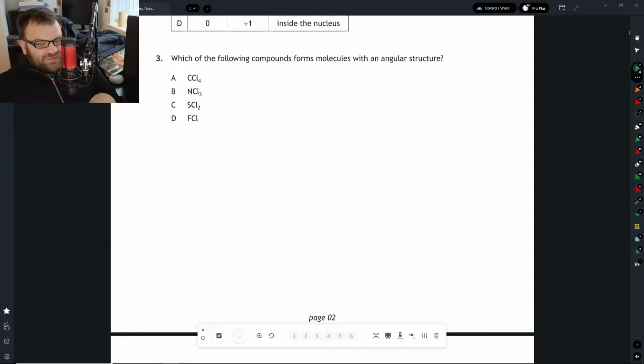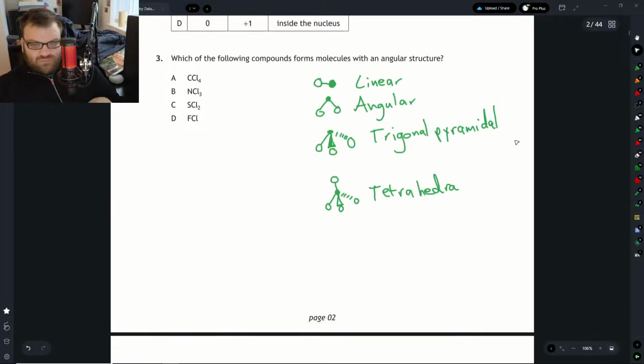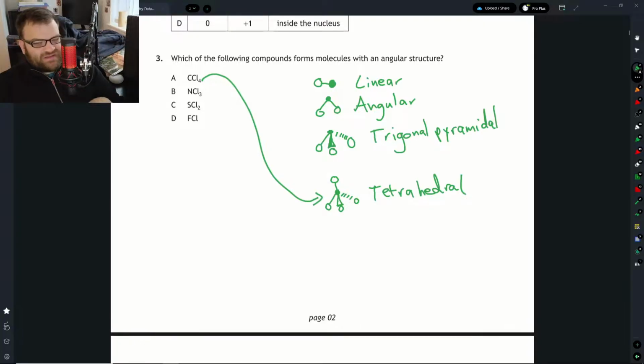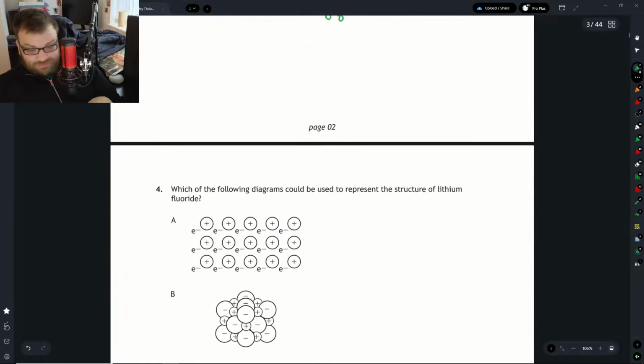Question 3, we need to know about the shapes of molecules. 4 shapes you need to be aware of are linear, angular, trigonal pyramidal, and tetrahedral. Chemical A has a carbon with 4 fluorines around it. That would likely be tetrahedral. Next one, we have one thing in the middle with 3 around it, likely to be trigonal pyramidal. Next one, we have SCl2, which is likely to be angular, and then D is likely to be linear. So our answer would be C. If you're not given the formulas, but you're given the names, work out what the formula of that chemical is, and then match it to the correct shape.